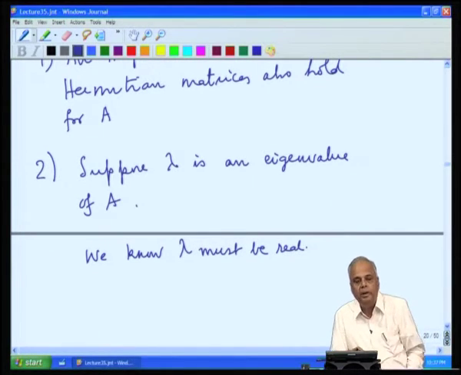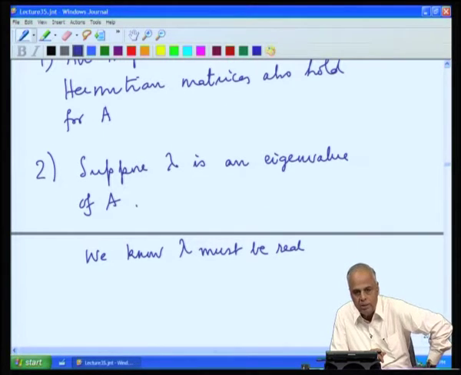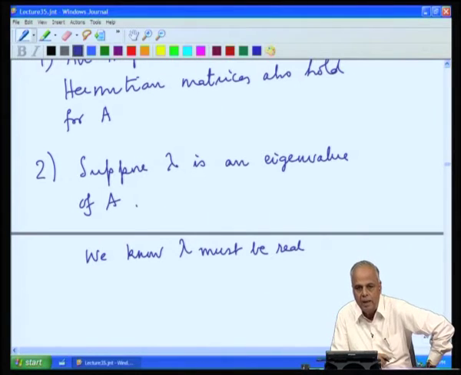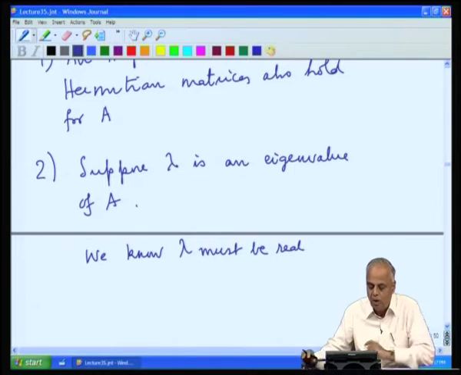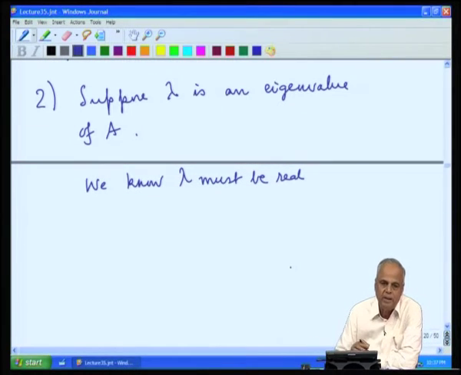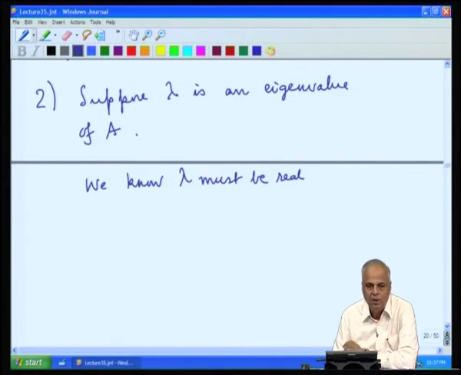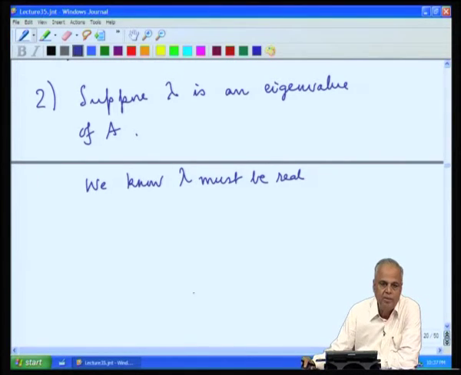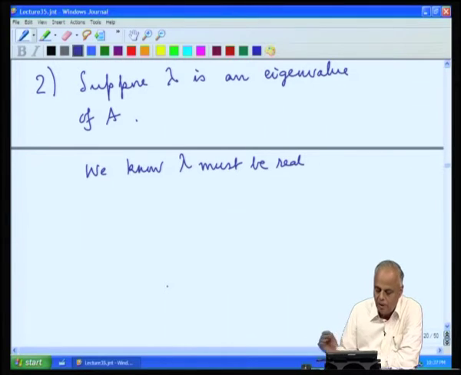Why should lambda be real? Because A is positive definite and therefore Hermitian, and we know that the eigenvalues of Hermitian matrices are real, and therefore lambda must be real. So, once it is real, either it is positive or it is negative or it is 0. We would like to make some statement about the sign of the eigenvalue.